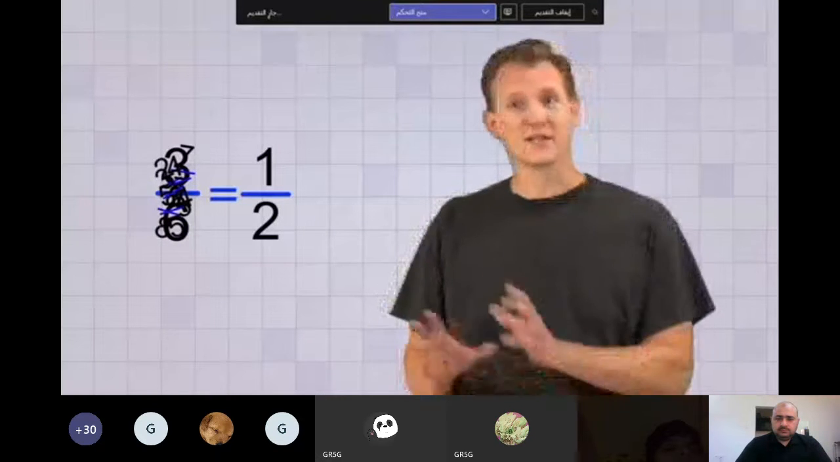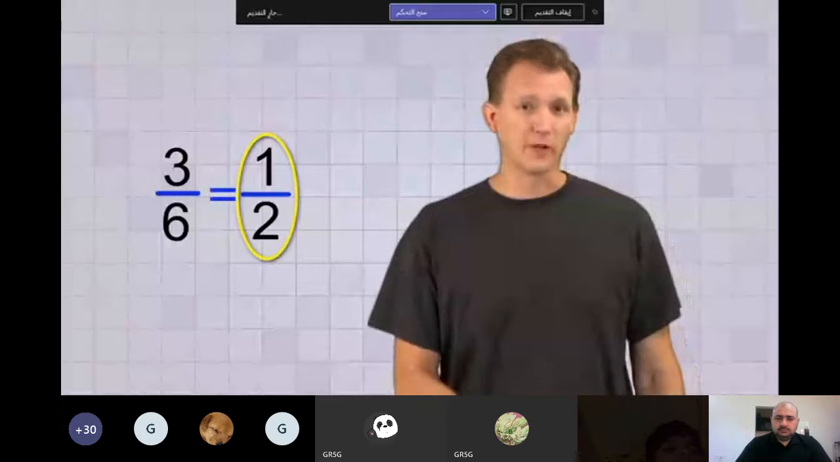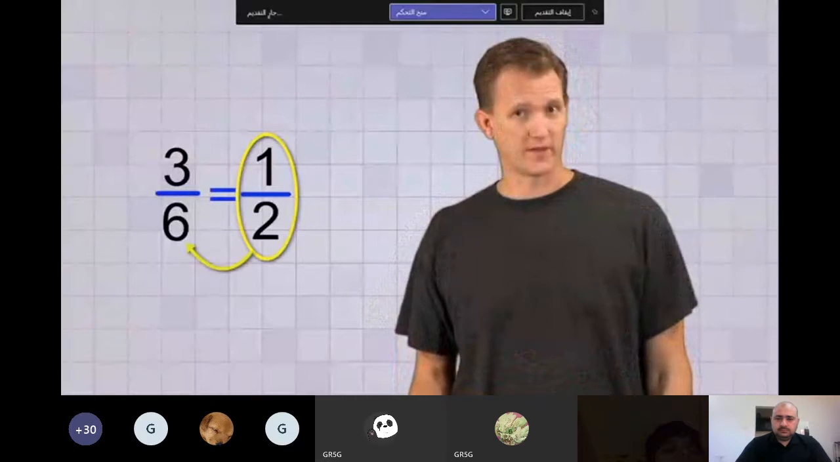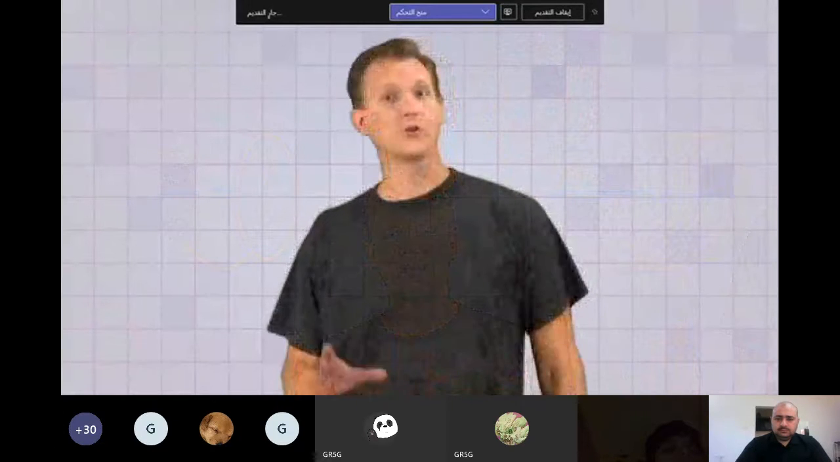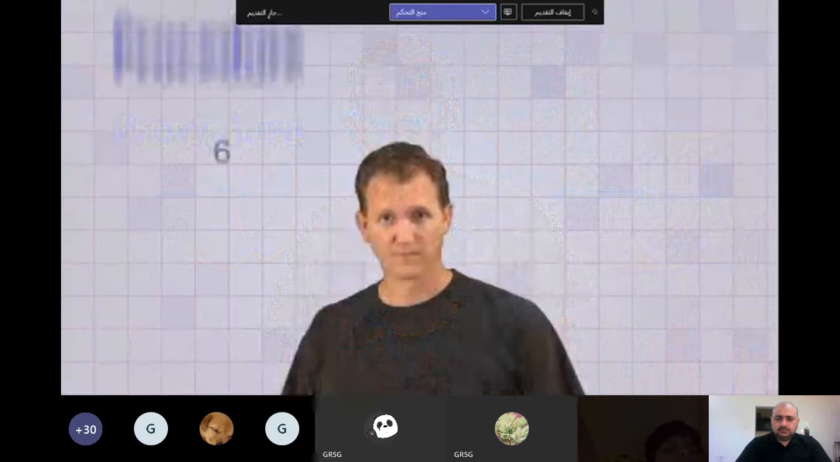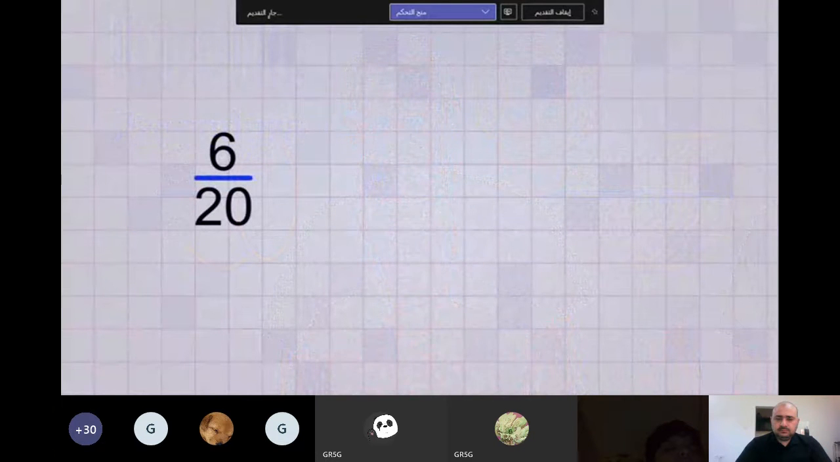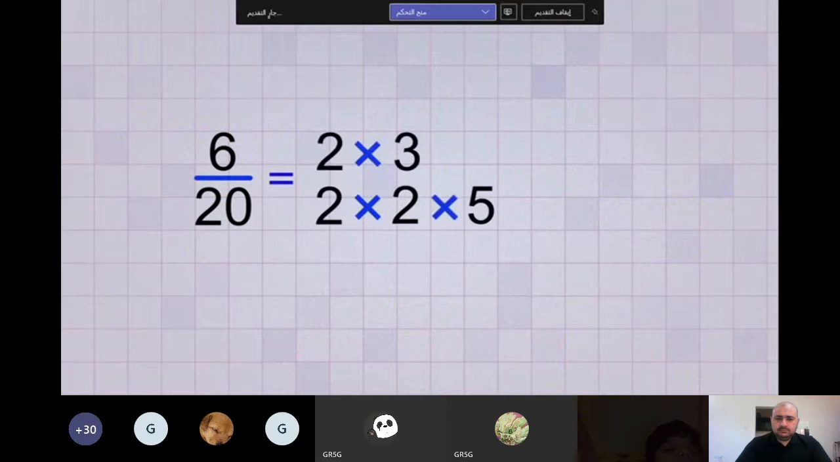And if we find any, we can just get rid of them, and the fraction we're left with is simpler than the one we started with. Now that we know the basics, let's learn the procedure for simplifying fractions. First, replace the top and bottom numbers of the fraction with their prime factors.